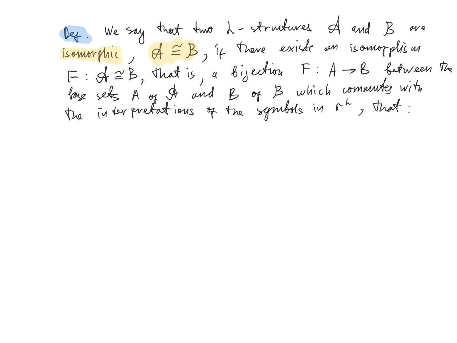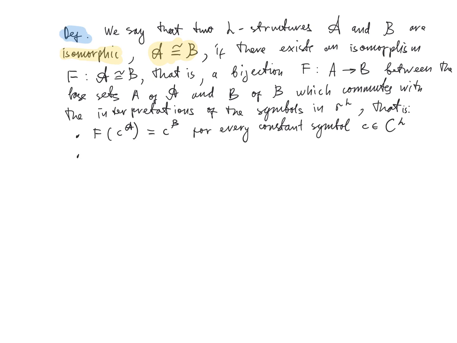So, what do we mean by commutes? That is, first, we have that F, the function capital F, applied to the interpretation of the constant symbol c in the structure A, sends it to the interpretation of the same constant symbol c in the structure B. And this holds for every constant symbol c among the constants of the language L.